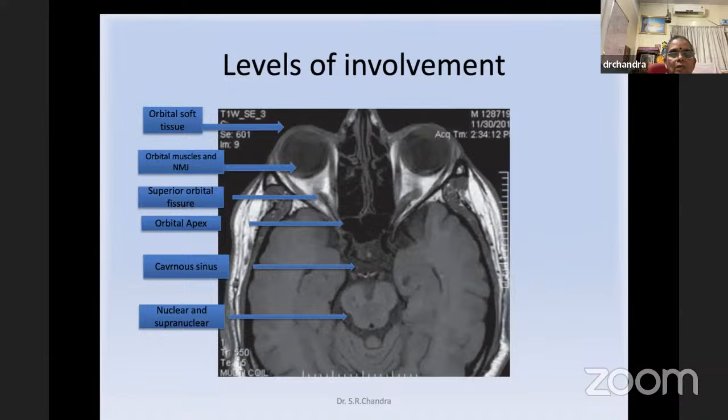You get nuclear or supranuclear cranial nerve palsy. So this is so far: it can be orbital tissue, it can be muscles, it can be superior orbital fissure, it can be orbital apex, it can be cavernous sinus, or it can be in the brainstem.